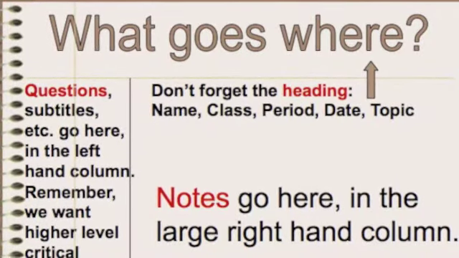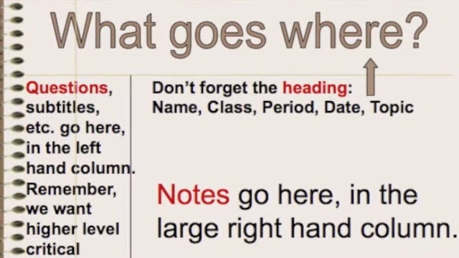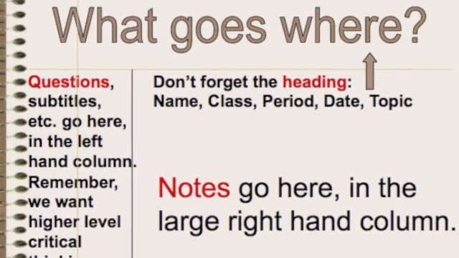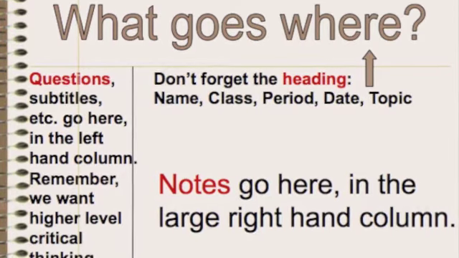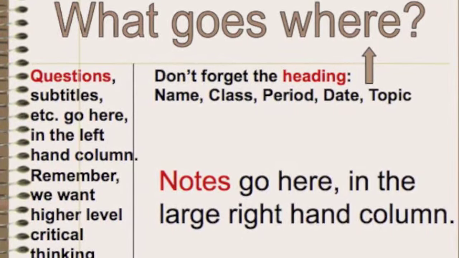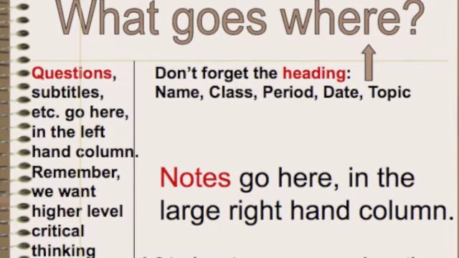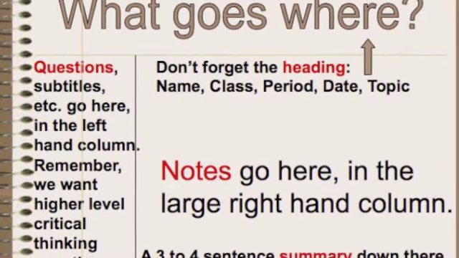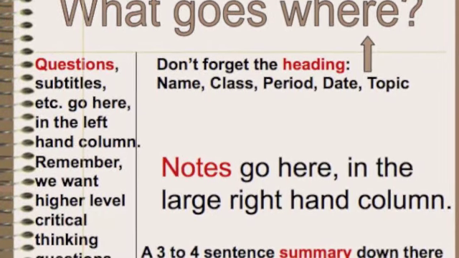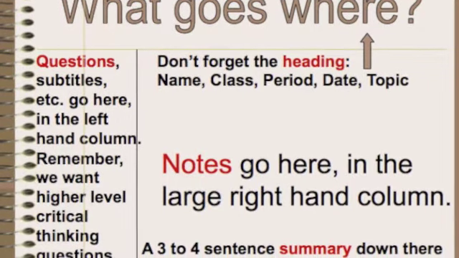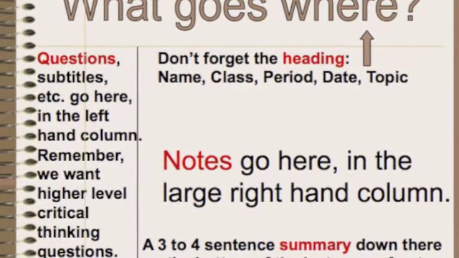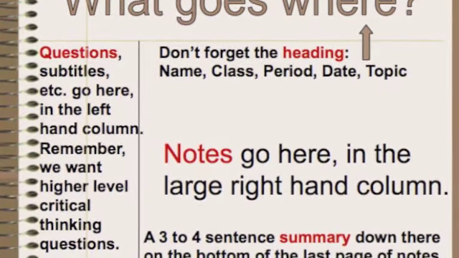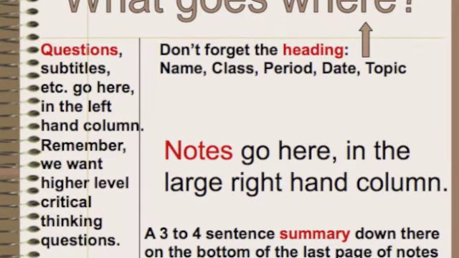So let's go over what goes where one more time. On the top of the paper, you need to make sure you have the topic, or a heading. You have your name, the class period. On the left-hand side, the smaller side, you need any questions, subtitles, main ideas, main topics, any higher-level thinking questions, any questions that you come up with based on the information provided in the notes, and any key vocabulary. On the right side, your notes go here. That can be pictures, Venn diagrams, charts, or just regular style notes. And then at the end of the notes, you need to do a 3 to 4 sentence summary.